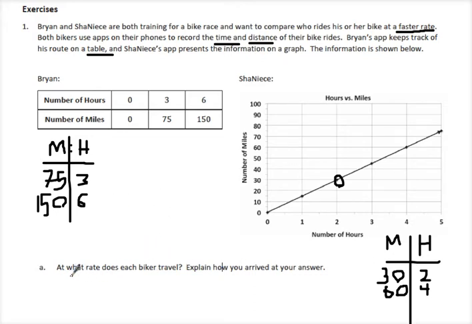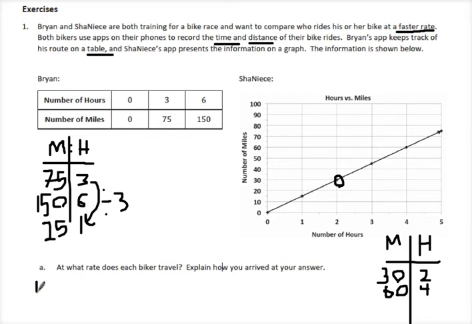We've got to find how fast Brian bikes. To do that, we've got to figure out how many miles he bikes per hour. How are we going to find out how many miles Brian bikes per hour? That's right, we're going to divide by 3. Same on both sides, 75 divided by 3. How many miles does Brian bike per hour? That's right, 25.